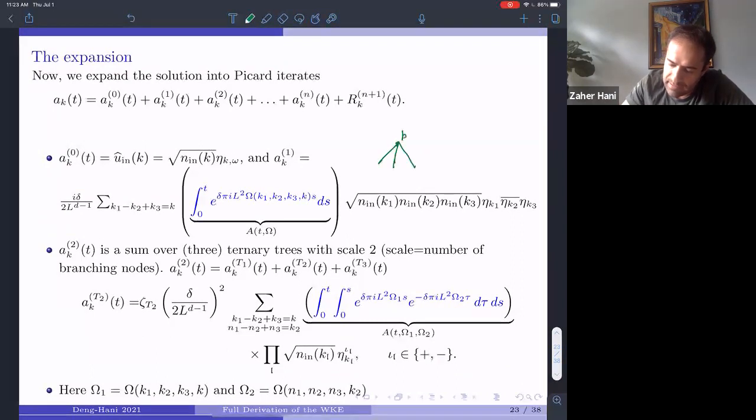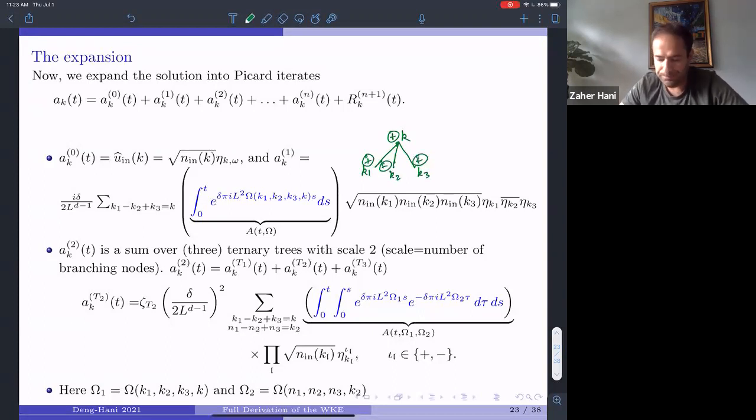So you have this is k, because you're looking at the first iterate at k, you're looking at the Fourier mode at k, and then we put k1, k2, and k3 here. This k comes with a positive sign. This is a positive sign. This is negative. This is positive. So when we are summing over here, we take the sum such that k1 minus k2 plus k3 is equal to k, and this will always be the case when we look at the trees.